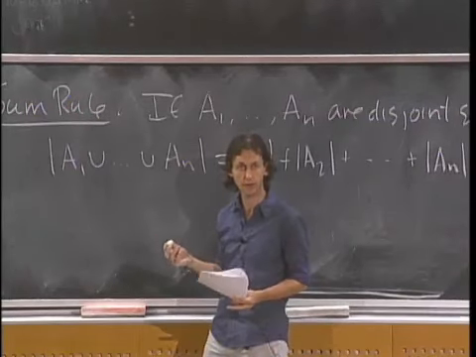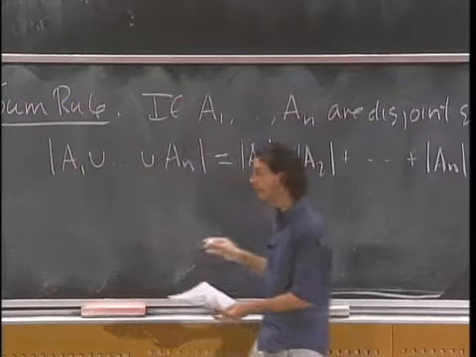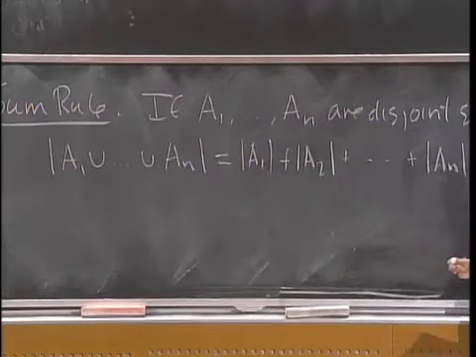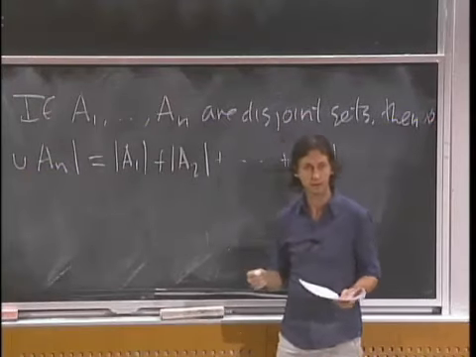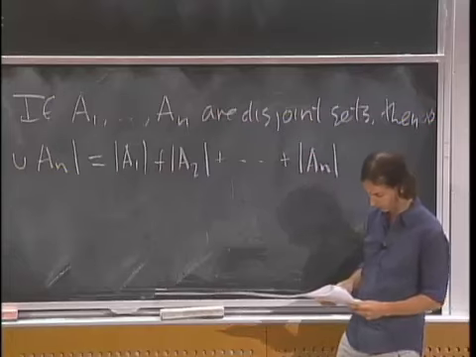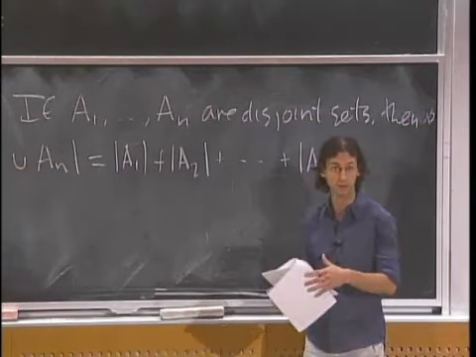All the intersections are empty. So counting the union is really counting each separate set. And that's why we have this sum. And in the next lecture, we will talk about the inclusion-exclusion rule. And then we will take into account that we have intersections that are non-empty.